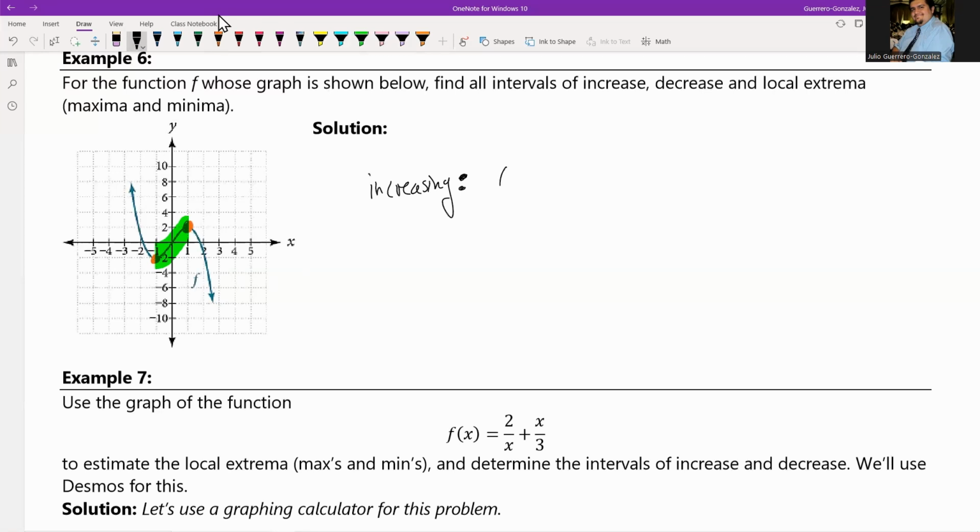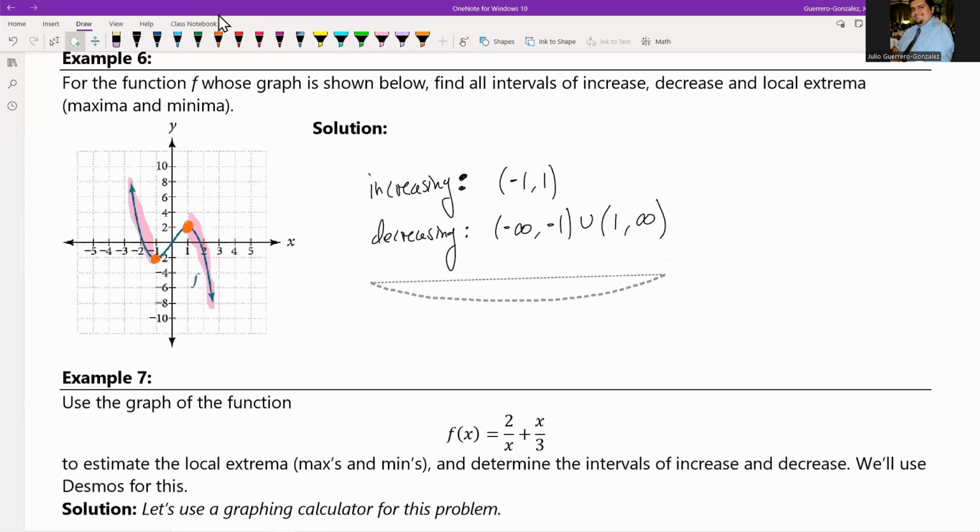So my interval here, -1 to 1. It is decreasing everywhere else. So all of this is decreasing and all of this is decreasing, right? So we would want to say -infinity all the way to -1, union 1 to infinity. We are done, at least with increasing, decreasing.